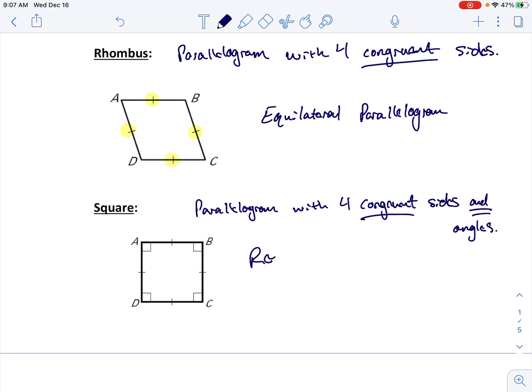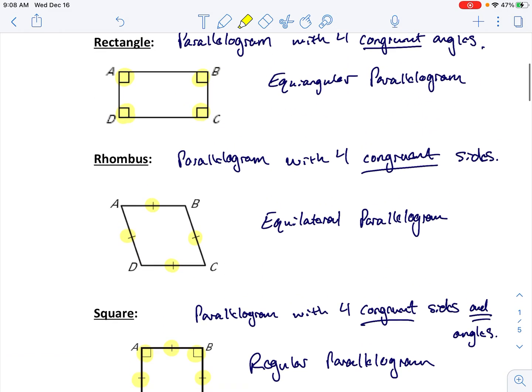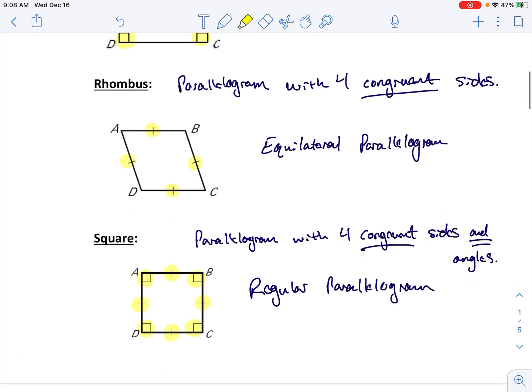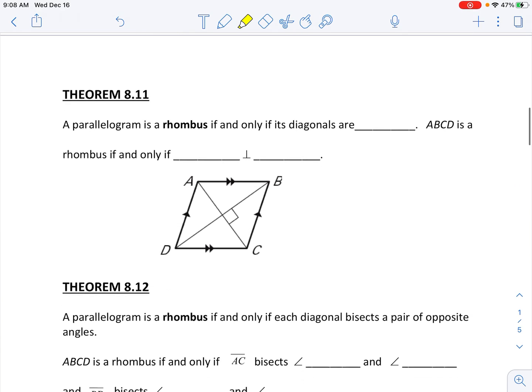So we would say this is a regular parallelogram because regular means all the sides and all the angles are equal. So when I look at this, not only do I have the properties of a rectangle here, but I also have the properties of a rhombus. So a square is simply a rhombus and a rectangle at the same time. So we're going to move forward with these notes, and we're going to be talking a little bit more in detail about each shape that we just introduced.